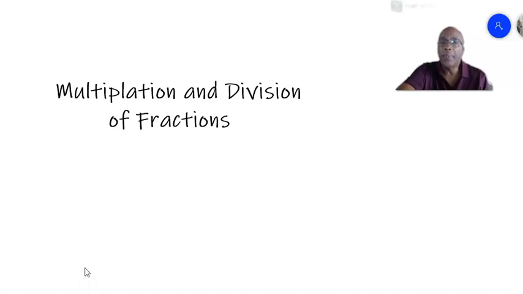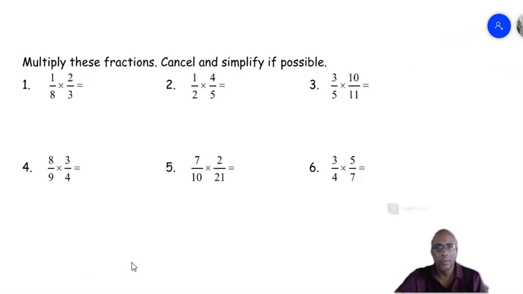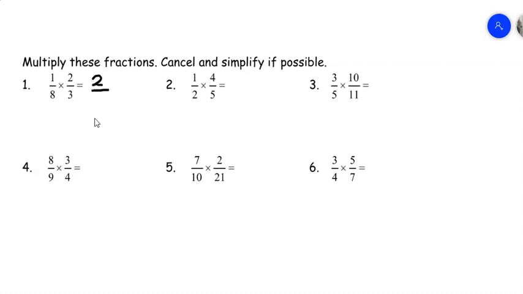So let us go. Multiplication and division of fractions. Look at these examples where we are multiplying two fractions. Let's look at the first one. We are multiplying 1/8 times 2/3. Now you can do it this way if you want to. When we multiply fractions, we multiply the numerators and the denominators separately. When you multiply the numerators, 1 times 2, we get 2. And when you multiply the denominators, we get 8 times 3 is 24.